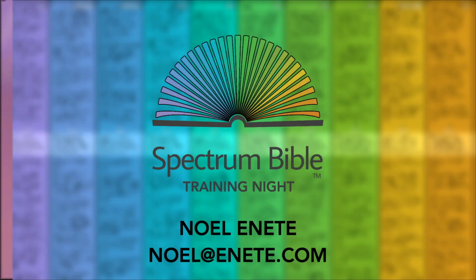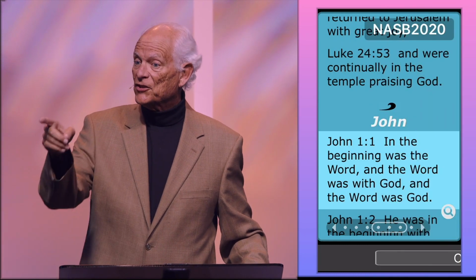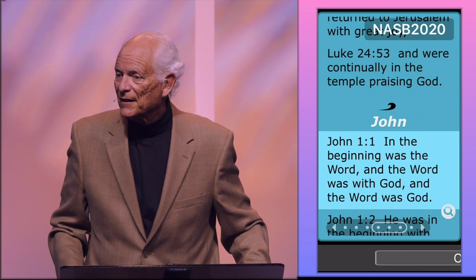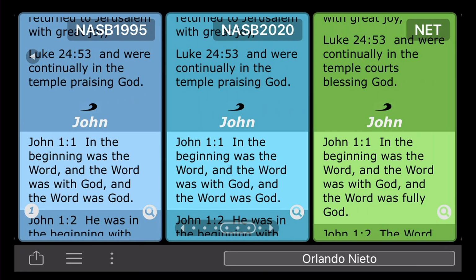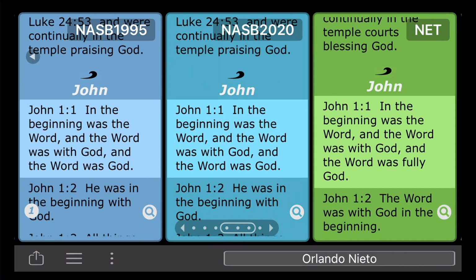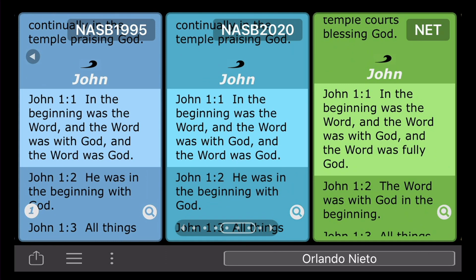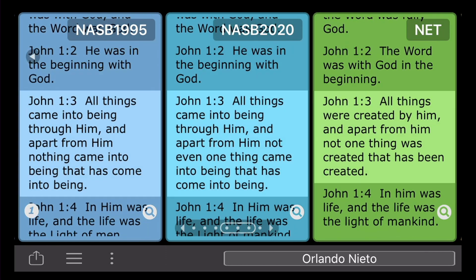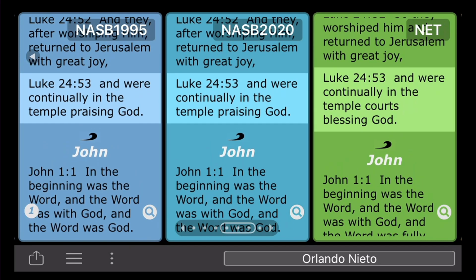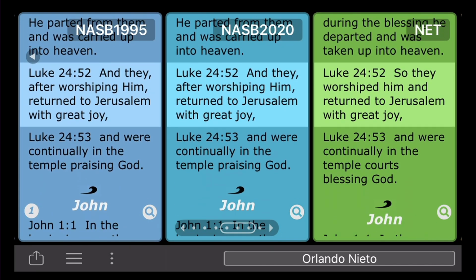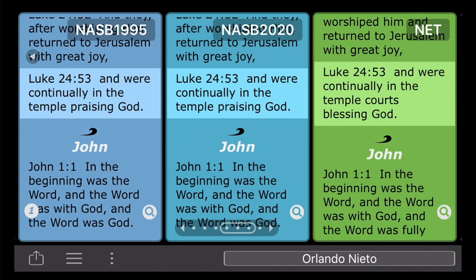What does it do? It shows more than one version, doesn't it? Are all three versions the same Bible translation? No, they're not. Are they on different verses? No. What happens when you flick it up? It scrolls. Does just the column that you flicked scroll? They all three work together.